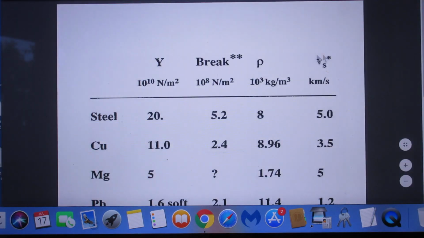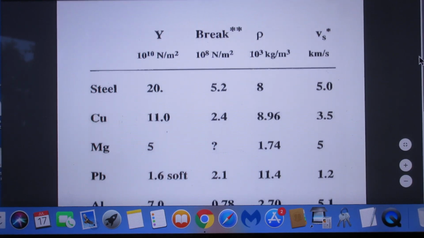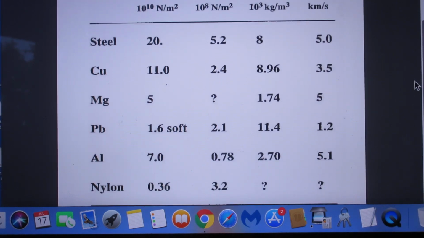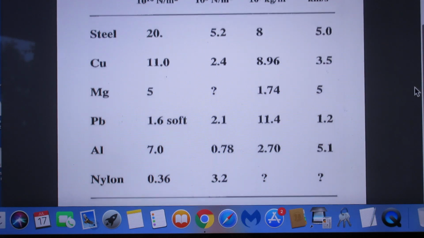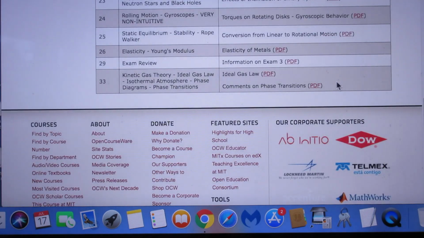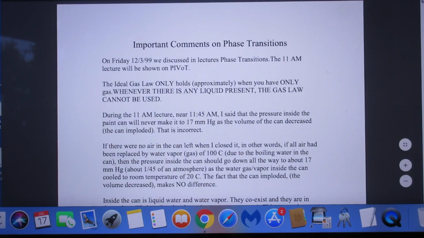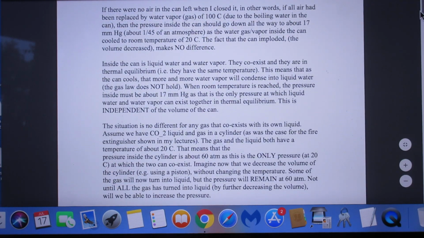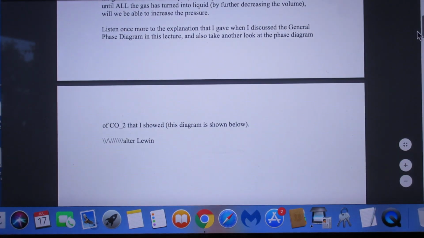Lecture 26, I must have shown that too. As an overhead, projection of a transparency. I never worked with PowerPoint. And then ideal gas law. Important comments on phase transitions. Again, I must have handed this out to students because I couldn't have shown this text during class.